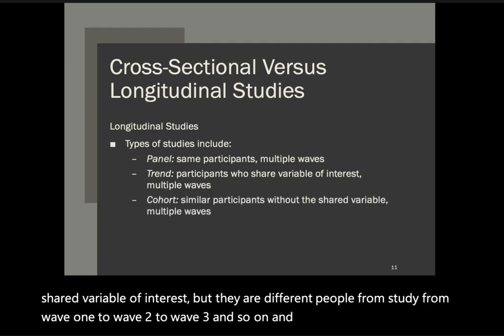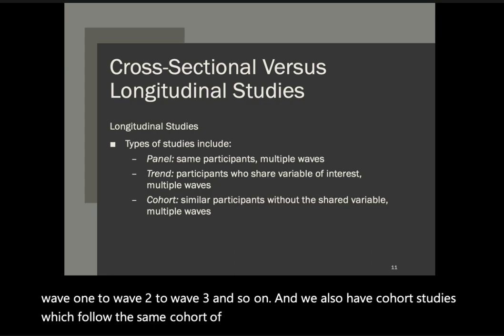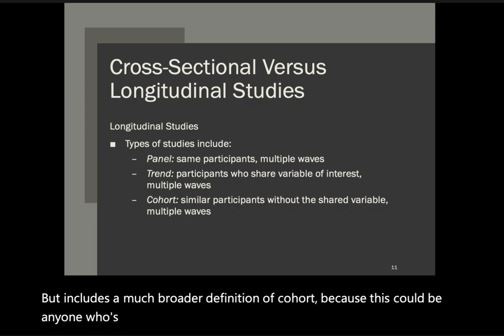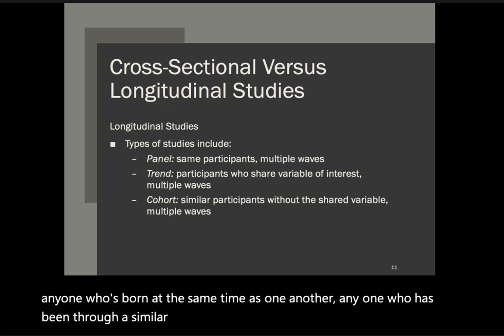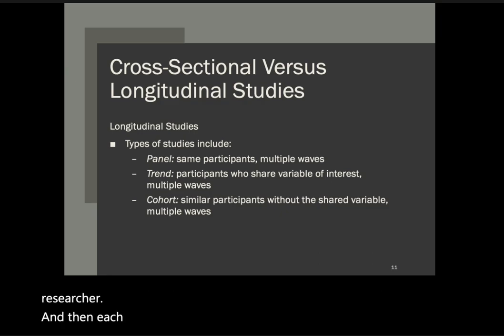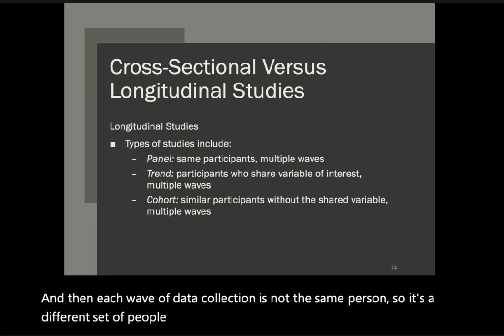And we also have cohort studies, which follow the same cohort of people over time, but include a much broader definition of cohort. This could be anyone who's born at the same time as one another, anyone who has been through a similar experience, or has been married or given birth in the same year. Whatever the cohort is can be defined by the researcher. And then each wave of data collection is not the same person. It's a different set of people from that same cohort.